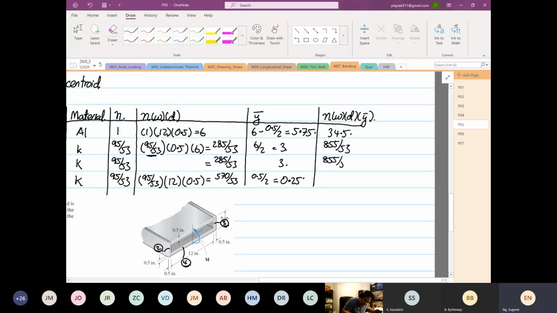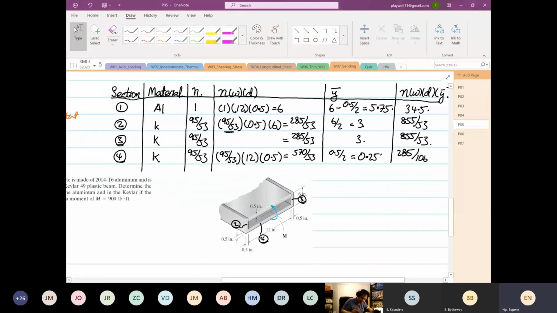855. And then we have 570. So we have 570 over 53 times 0.25, 285 over 106. Okay, so now we have everything.